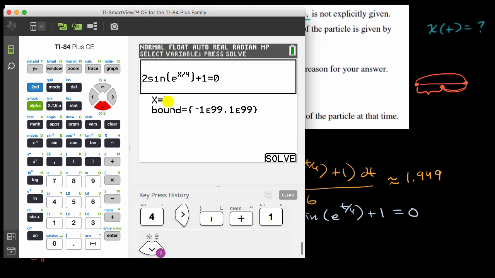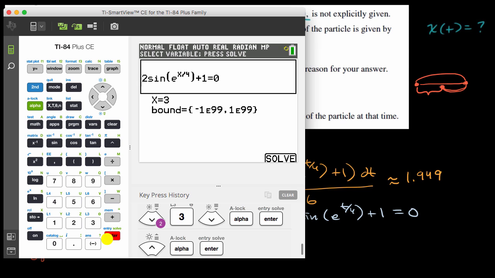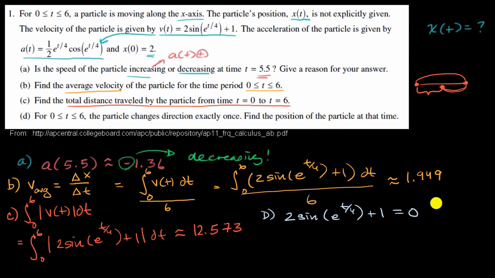And now I just have to give an initial guess. And I'll just go right in between that interval between t equals 0 and t equals 6. So I'll just put a 3 right over there. And now I just need to solve it. And I can do that by hitting alpha and then solve. And then you see, it got us to 5.196. So t is approximately equal to 5.196. But remember, they're not asking us for at what time does the particle change direction. They want to know what's the position of the particle at that time.